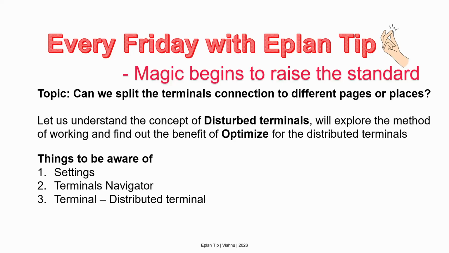Third, in the terminal, do we have any option called distributed? When I click distributed, what exactly will I see in the navigator? That also we'll try to see. By seeing the terminal navigator, is it possible to say this is a terminal and this is a distributed terminal? Is it possible to find out that difference? Last but not least, how do we optimize the distributed terminals? The word optimize is something interesting. We will try to explore it once we switch to EPLAN.